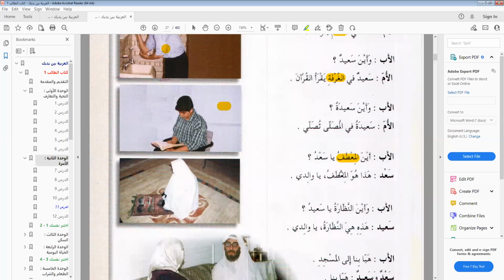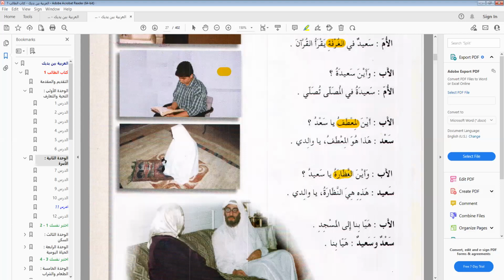This is another vocabulary. Nadhara is the eyeglasses, the spectacles, okay? The eyeglasses. Wa aina nadhara. Where are the eyeglasses? Yes, Sa'id. Oh, Sa'id. Then he says, Hadhihi hiya nadhara.